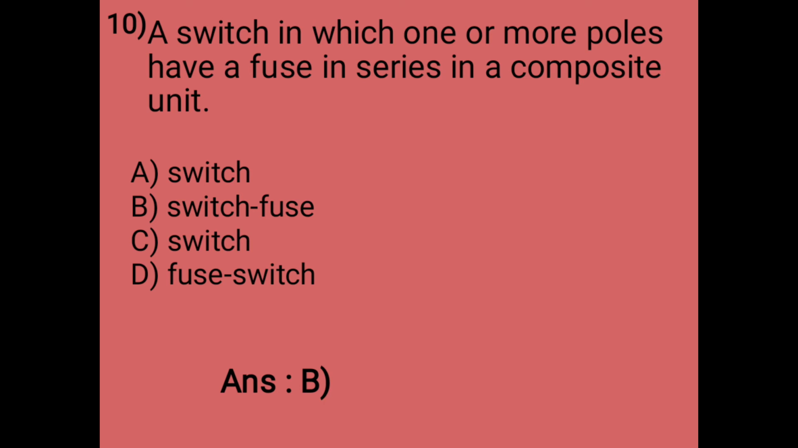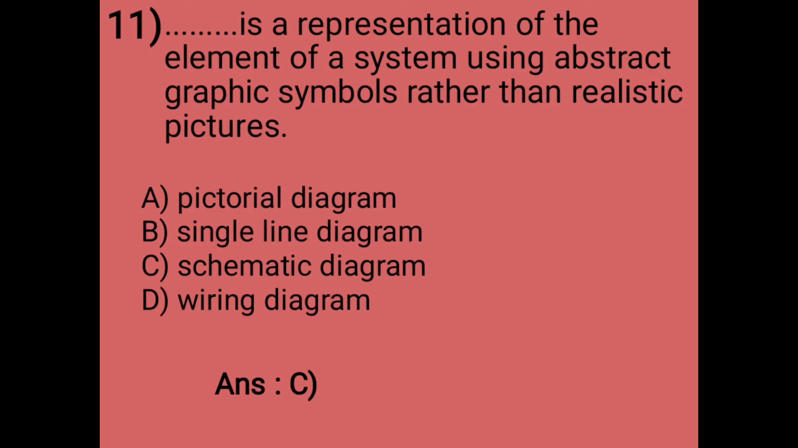Then next question is, blank is a representation of the element of a system using abstract graphic symbols rather than realistic pictures. So options are: A is pictorial diagram, B is single line diagram, C is schematic diagram and D is wiring diagram. So the correct answer is option C, that is the schematic diagram. Means schematic diagram is a representation of the element of a system using abstract graphic symbols rather than realistic pictures.